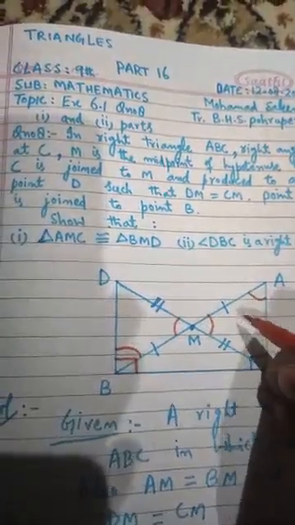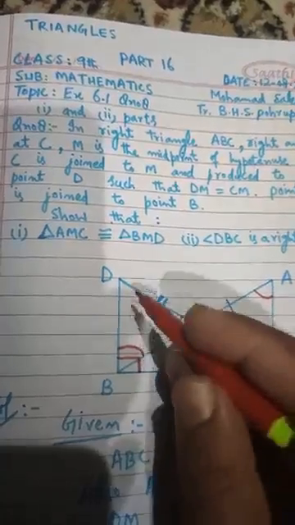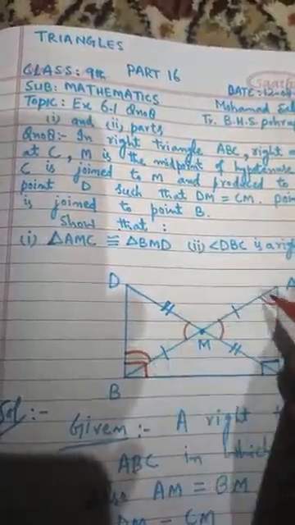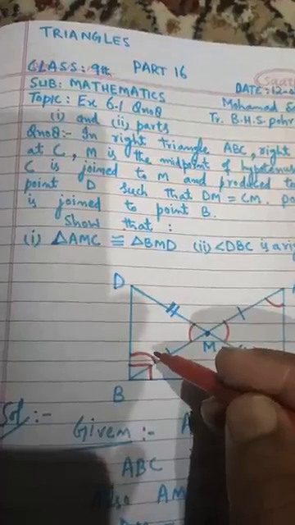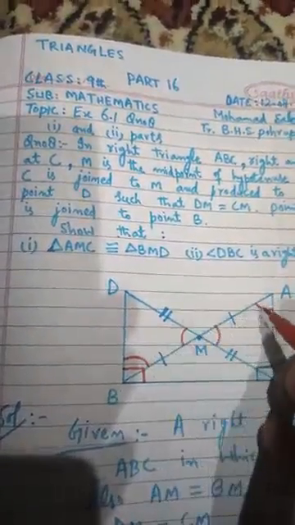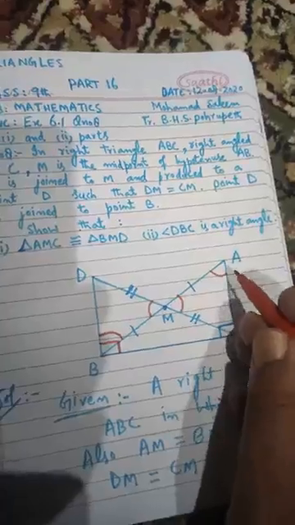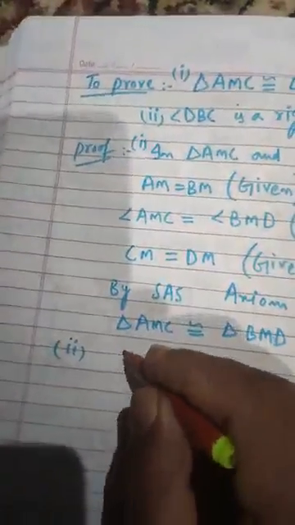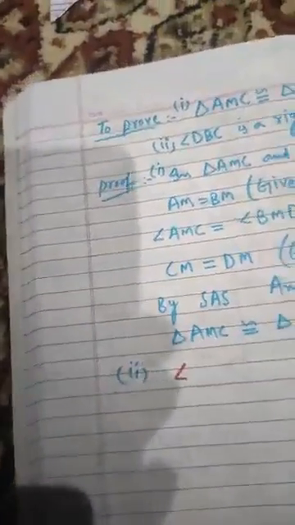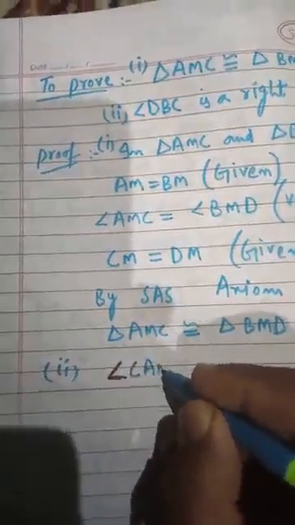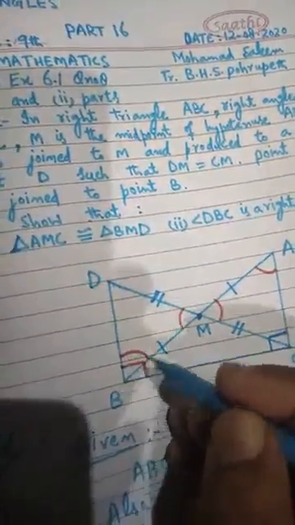Angle CAM of this triangle and angle DBM of this triangle are equal. That means this angle and this angle are equal. Why? Because of CPCT. So we are going to write angle CAM is equal to angle DBM. That means this angle DBM.